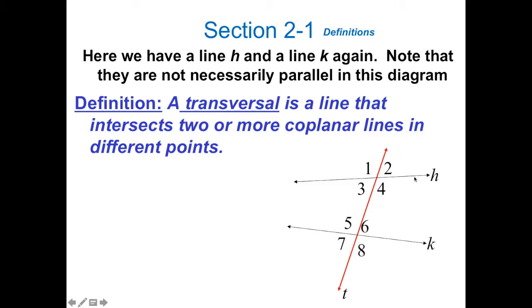How many transversals do H and K have? How many different transversals could we draw in for H and K? Yeah, infinitely many, right? We could draw a transversal like this, like this, like this. So different transversals will show you different things, okay? And if H and K are parallel to one another, there's going to be a lot more things we can include, which we'll get to in the next section. Today is just about getting used to transversals and some of the vocabulary here.